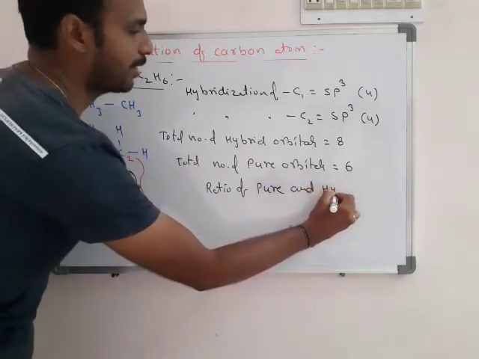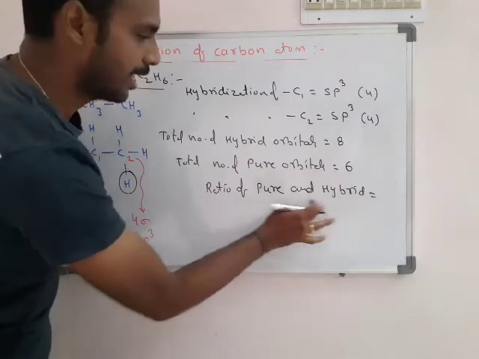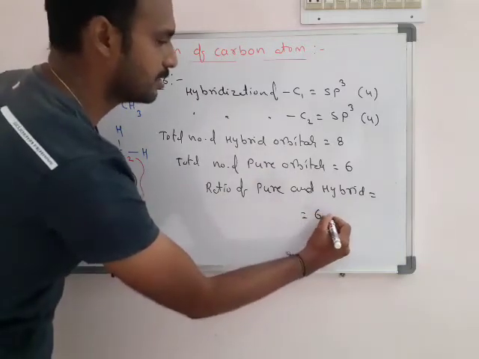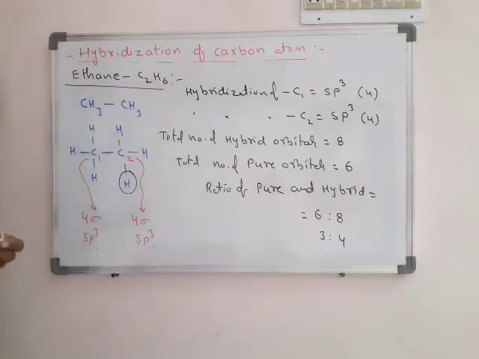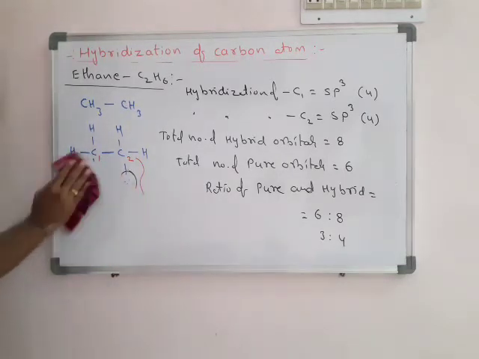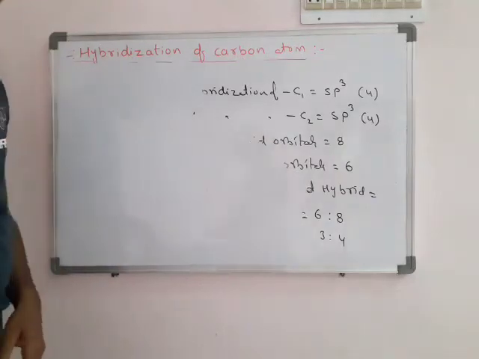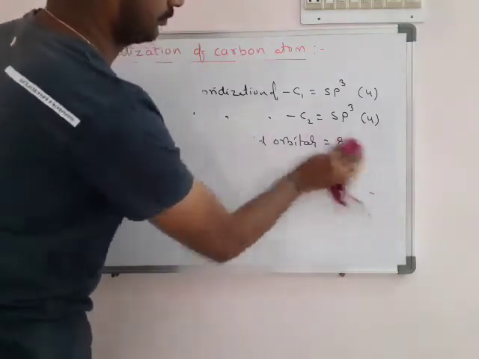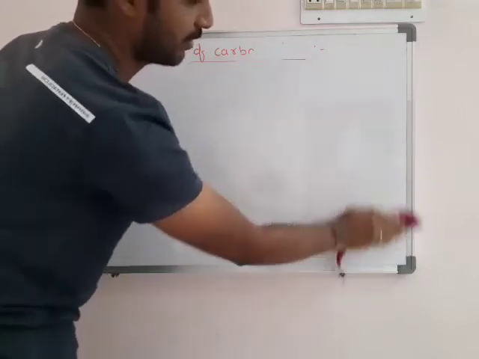Now what is the ratio of pure and hybrid? In the question, take it in the shortest form. Pure 6, hybrid 8. Then what is the ratio? That is 3:4. You have to write all these steps for every carbon compound.